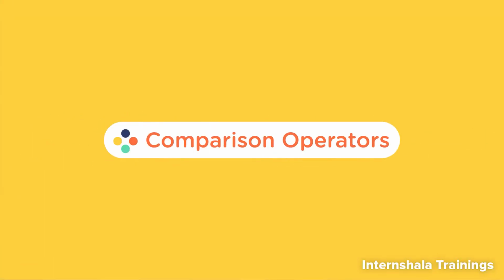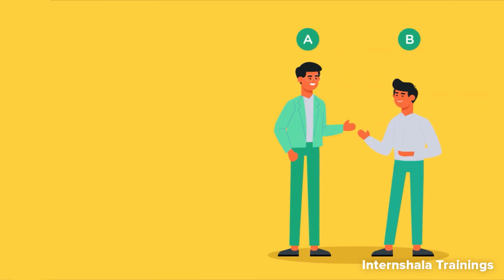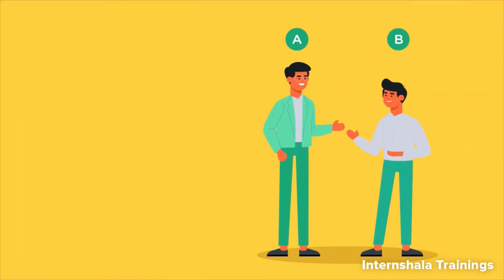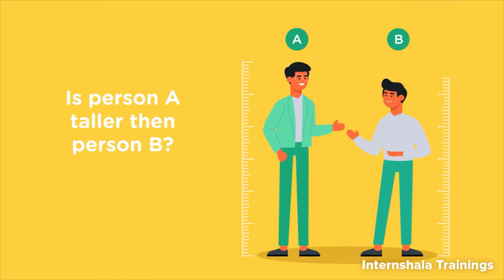Let's look at comparison operators now. Look at these two people. If I ask, is person A taller than person B? The answer will be yes. But if I ask, is person B taller than person A? The answer will be no. Comparison operators help us ask such questions in our programs. They help us compare variables, and just like in this case the answer is either a yes or a no, the output of comparison operators is either true or false.